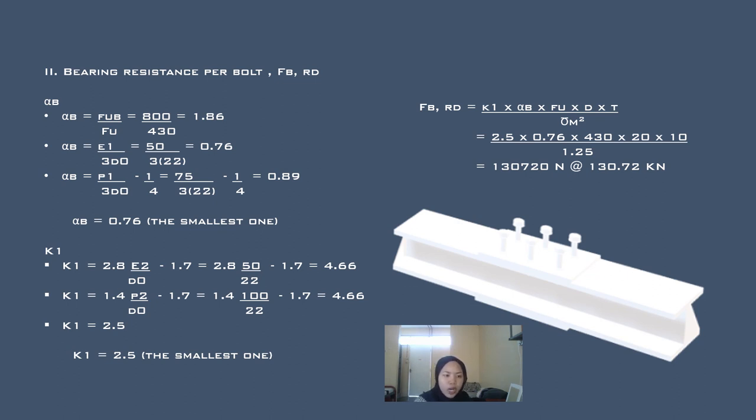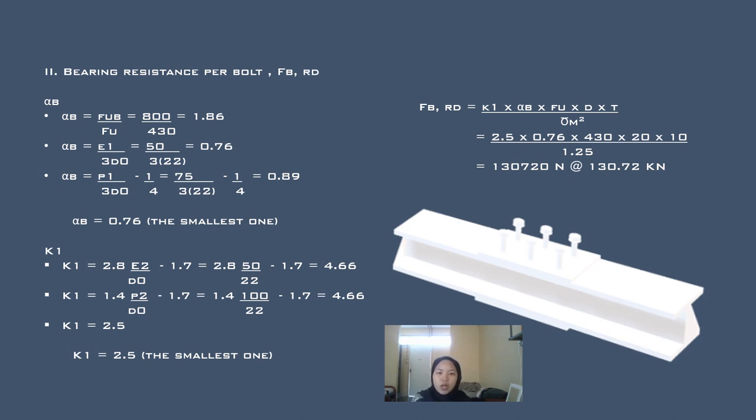Number two is k1, which also has three formulas. Number one is k1 equals 2.8 times e2 over d0. Number two is k1 equals 1.4 times p2 over d0. And the last one is k1 equals 2.5. We choose k1 equal to 2.5, which is the smallest one from the three formulas.